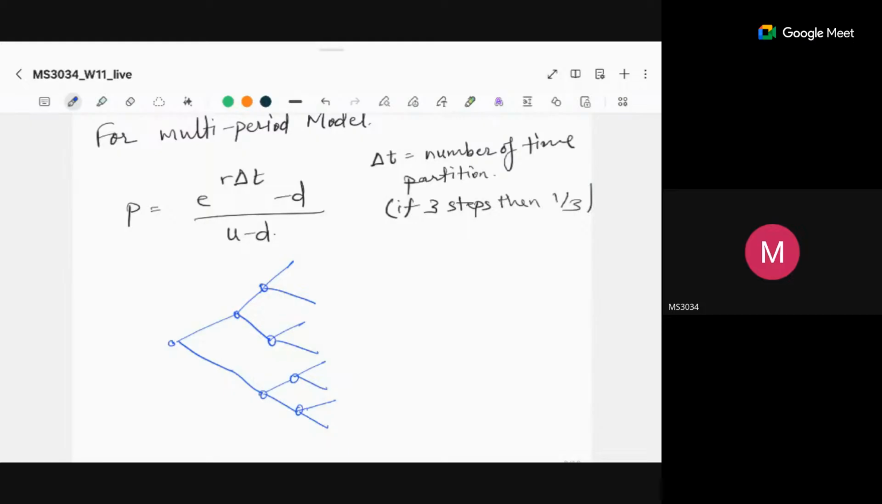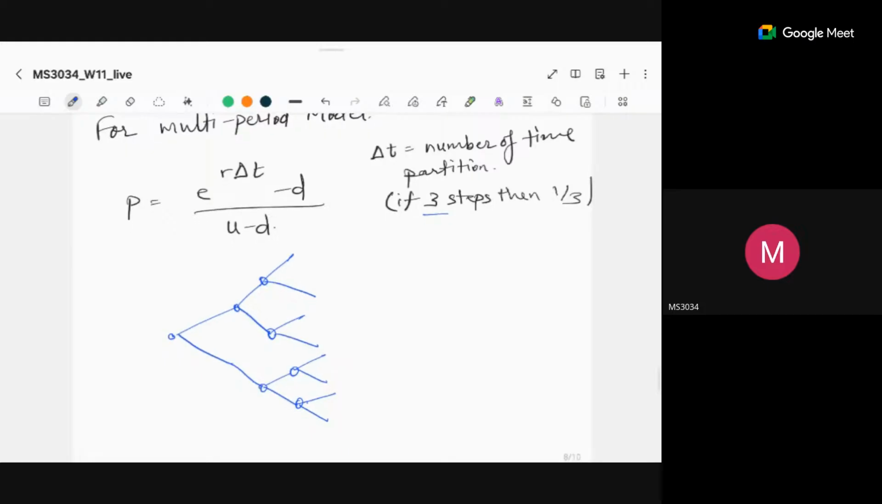Here there are three different periods, so there are three steps up to my expiration. My delta T would be 1 divided by the number of periods, so delta T is 1 by 3 in this case. All other variables are the same, and e is my natural logarithmic number, the Euler number. Just evaluate this, and it will give you the risk neutral probability.